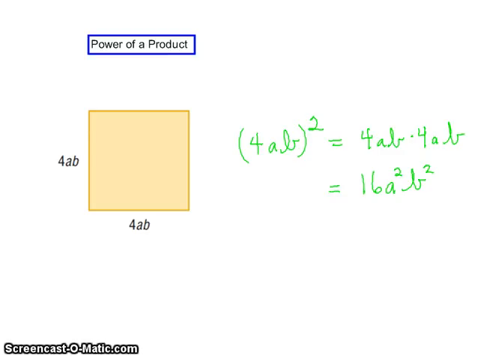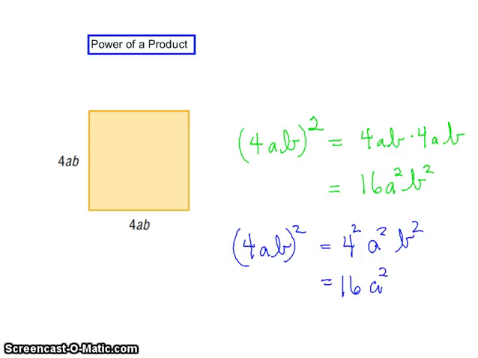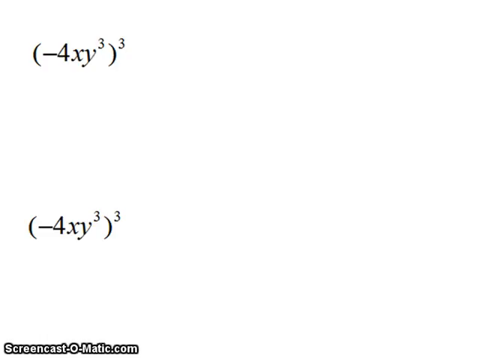So it's almost like you're taking 4ab squared. This is another way to look at it, is 4 squared. Everything inside each number is going to be taken to the 2nd power, and each variable. And once again, we get 16a squared b squared. So let's look at a couple more examples of this.